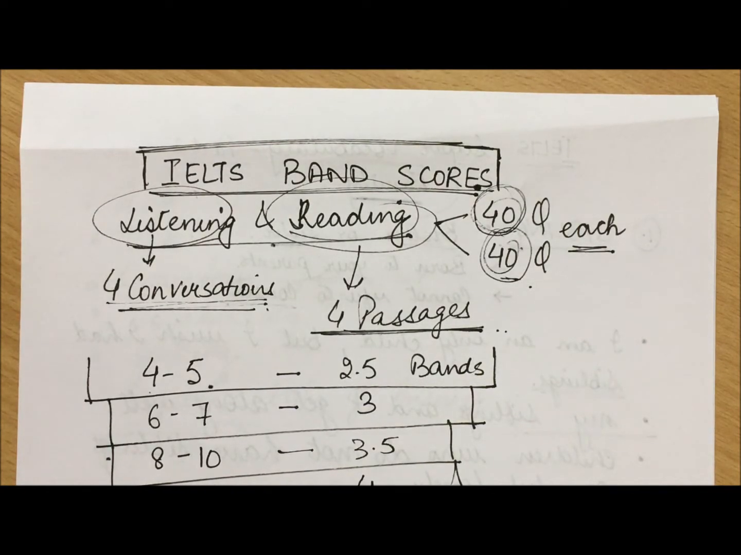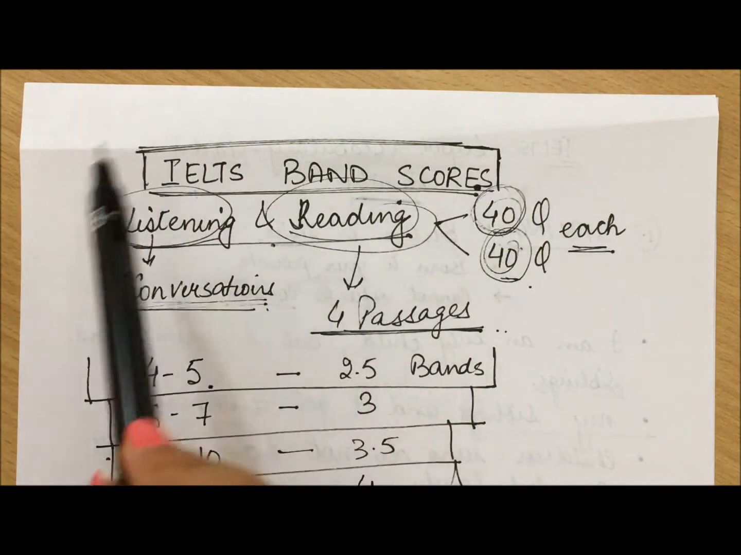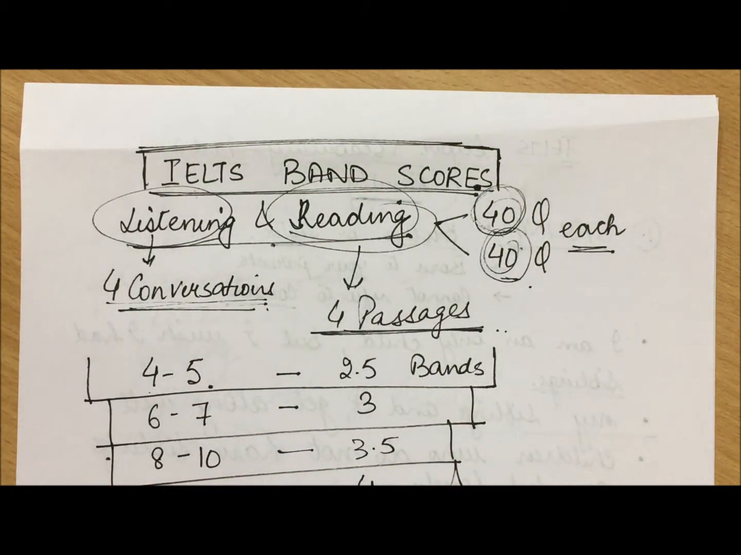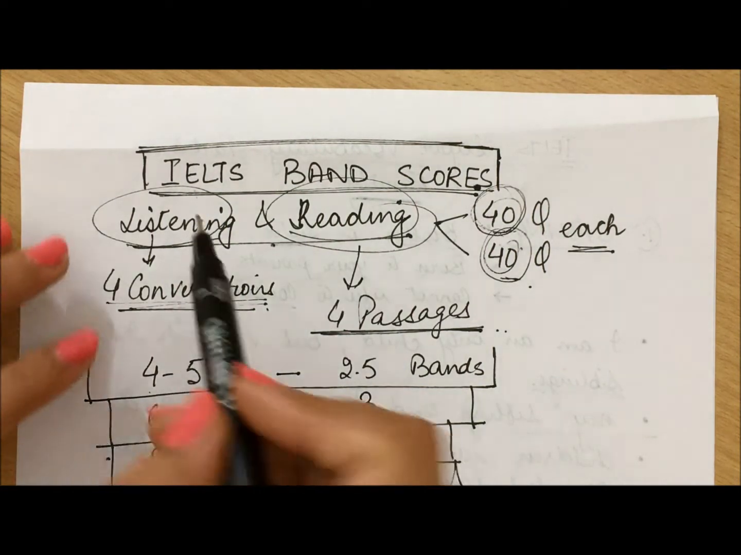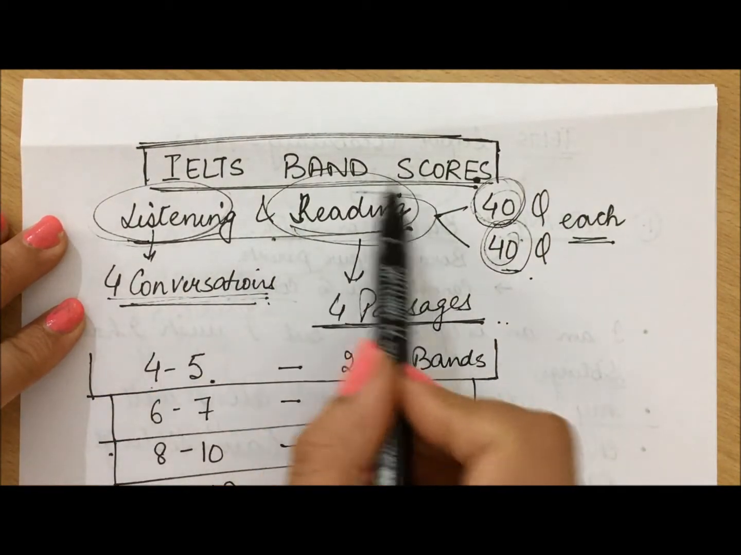Hello people, in this video I will be talking about one of the most important aspects of understanding the IELTS exam, the way the test is marked, that is your IELTS band scores. Okay, how do we calculate the IELTS band score? Let's look at the marking criteria. First thing we're going to look at is listening and reading.